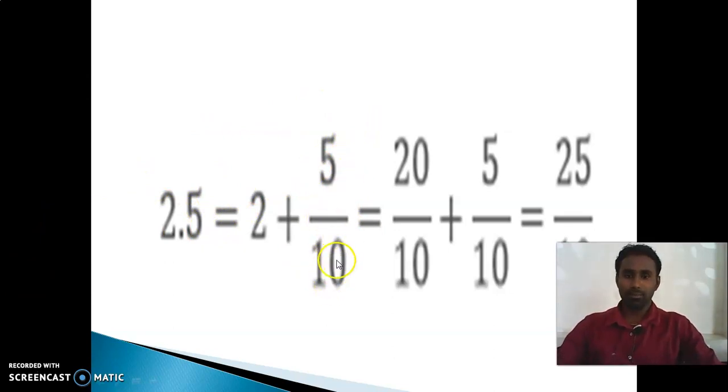Okay. Next, you know how to convert a mixed fraction to an improper fraction? 2 into 10 is 20. 20 plus 5, 25. Right? So 25 divided by 10. That's all. So for 2.5, the first digit after the decimal point we denote as 1 by 10, 1 by 10 into the given digit, 1 into 5, 5. So 5 by 10. Then we convert the mixed fraction into an improper fraction by that method. 2 into 10, 20. 20 plus 5, 25. So 25 divided by 10. Understand?